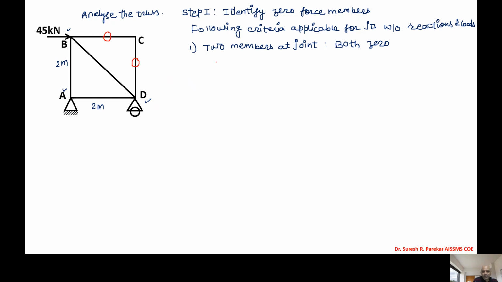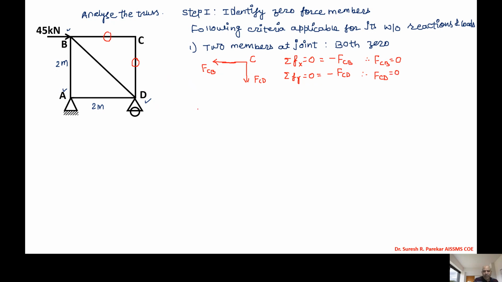How will we get this? If we consider joint C, we have FCB and FCD. Then if we apply summation Fx equal to 0, we get minus FCB, and therefore FCB equal to 0. And similarly by applying summation Fy equal to 0, we get minus FCD, and therefore FCD is also 0.